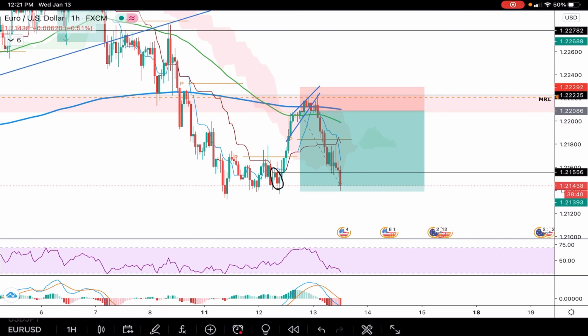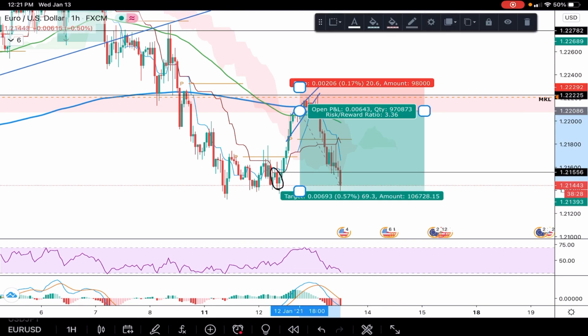But overall, basically we accomplished what we were trying to do. So for anybody that took this trade with me, it'd be ideal to just close. Basically, it was a 1 to 3 risk to reward trade, which isn't bad. And that's pretty much it.